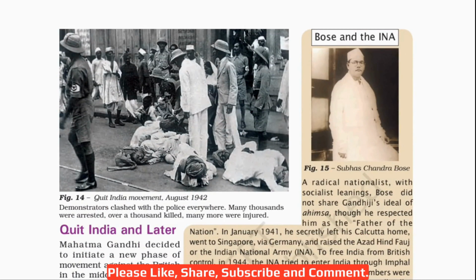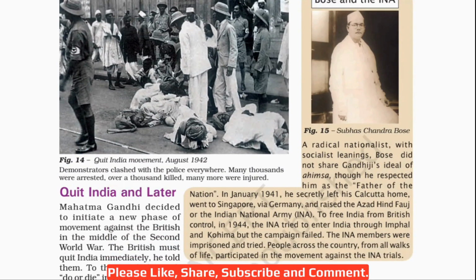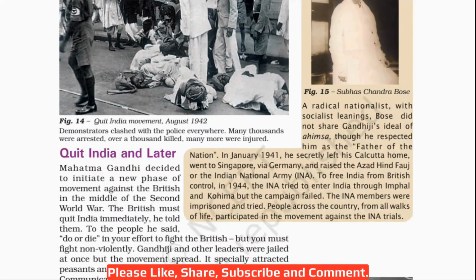Now see here, this figure 14, Quit India movement, August 1942. Demonstrators clashed with the police everywhere. Many thousands were arrested, over 1,000 killed. Many more were injured. And this is Subhash Chandra Bose and the INA, a radical nationalist with socialist leanings. Bose did not share Gandhiji's ideal of ahimsa, though he respected him as the father of the nation.